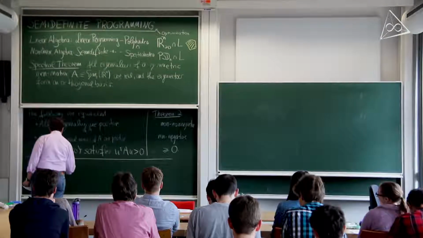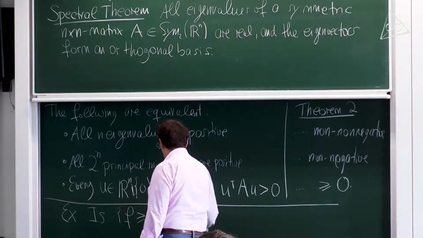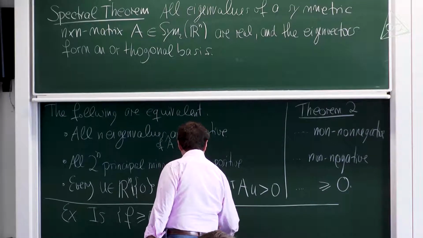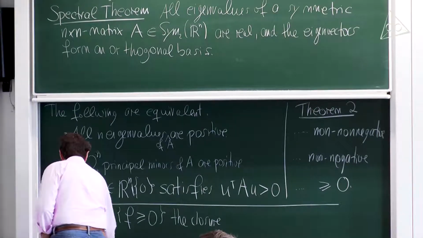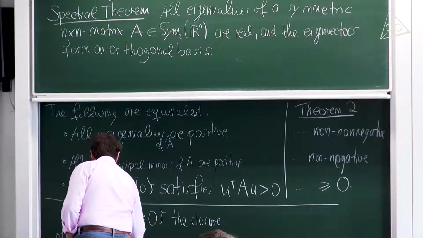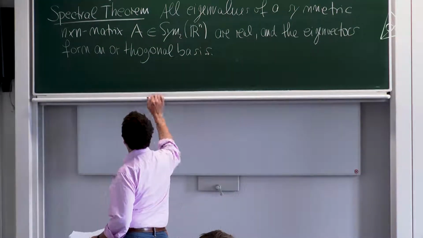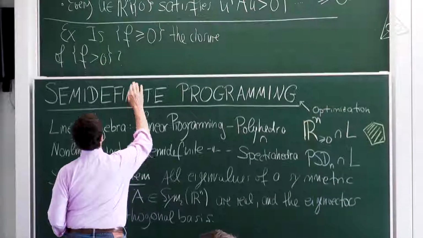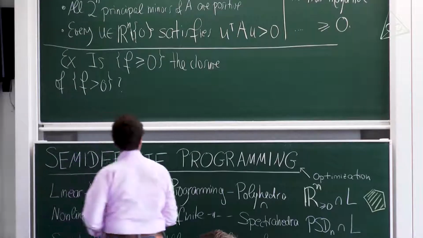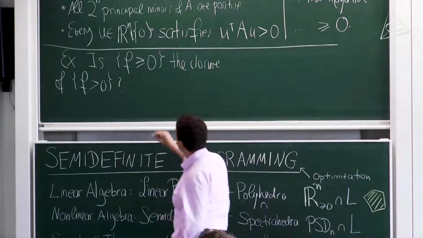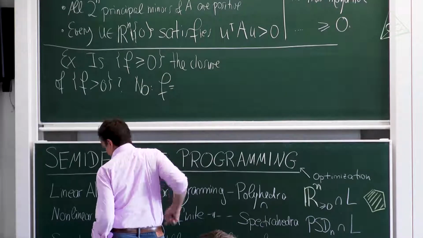So is it always the case that the set where a polynomial f is greater or equal to 0 is equal to the closure of the set where the polynomial is strictly positive? You would like to say that the set where a polynomial is non-negative is actually the closure. It certainly contains the closure, but in general it's bigger.